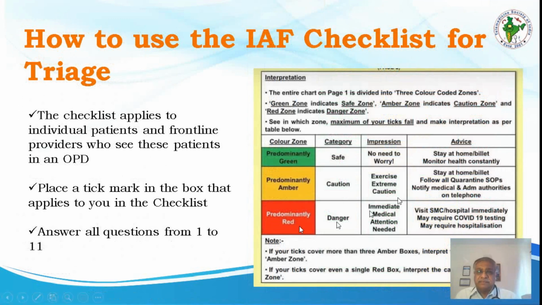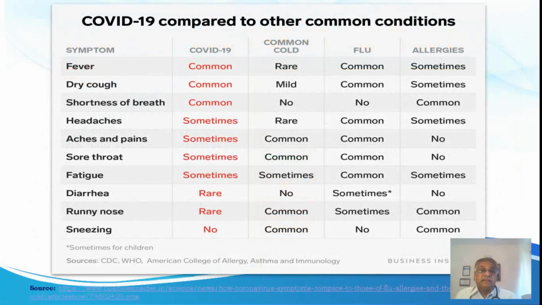Now, this is just another chart which tells you how to use the checklist, the triage list. So please go and have a look at it. Now, I have another interesting chart for you which can help you compare common conditions like the common cold, flu, and allergies vis-a-vis COVID-19. Please take time to go through this. It's a very useful chart which will help you.